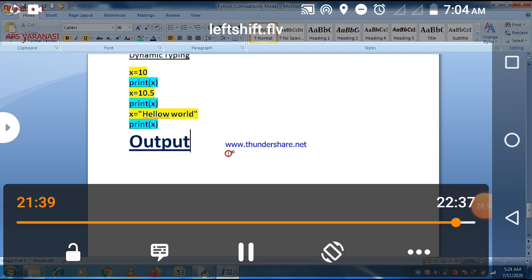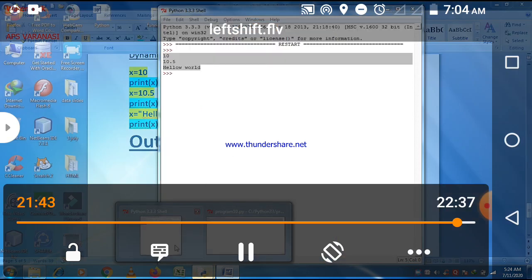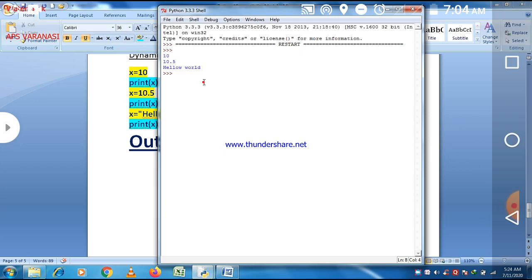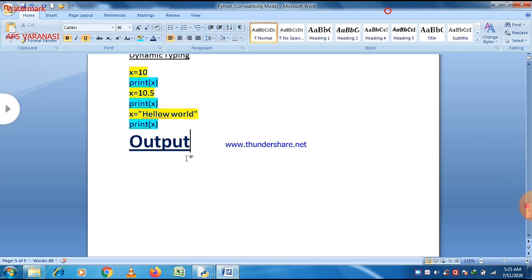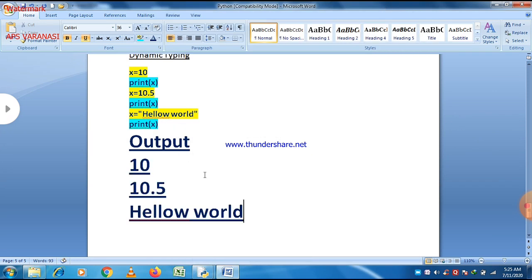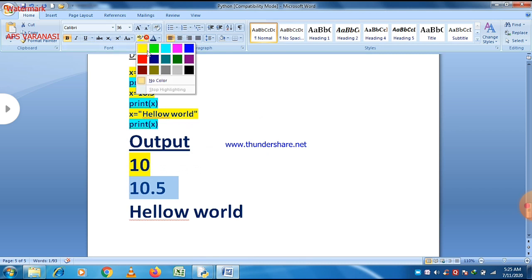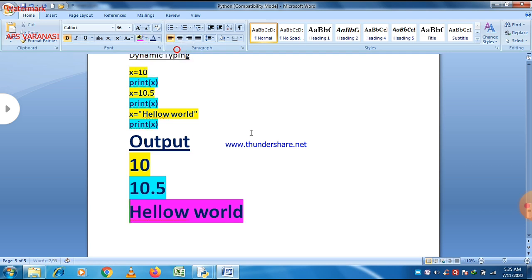You can see the output. I already explained the output here, but let us see the output again. This is the output: 10, 10.5, and hello world. And why do these appear in three different lines? Because the default separator is \n, meaning next line. So these do not appear in a single line. First 10 will be printed, after that 10.5, and then hello world. Hello world is a string. These are the three different types, and this concept is called dynamic typing.